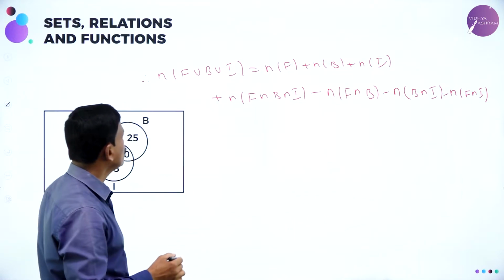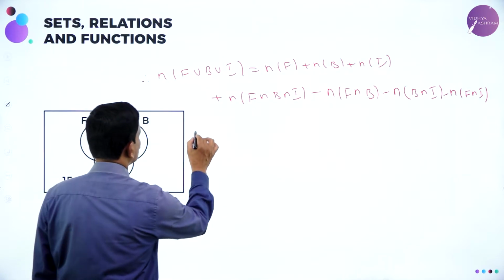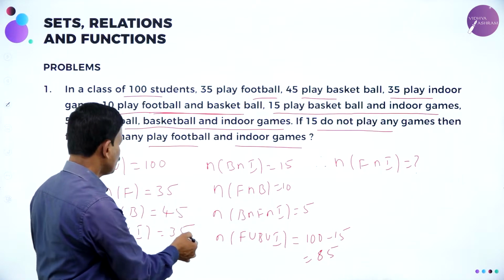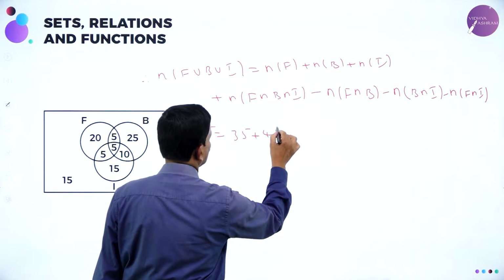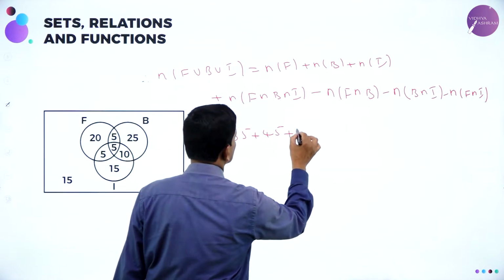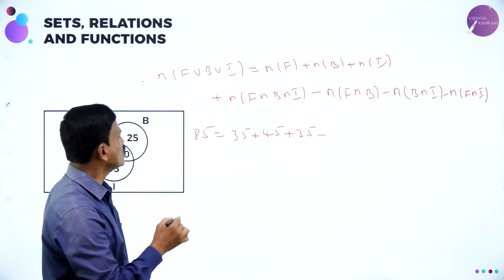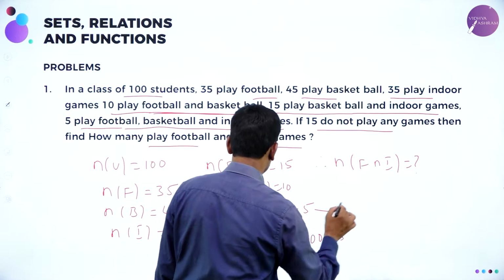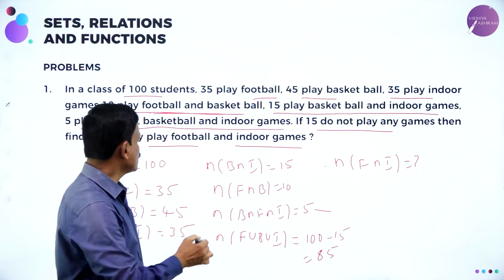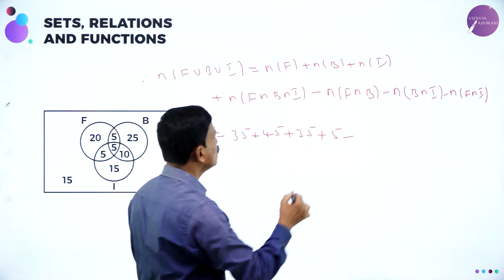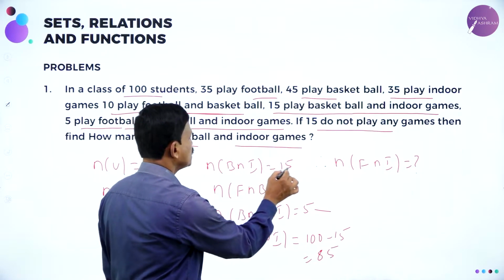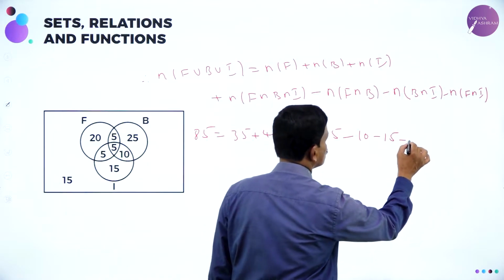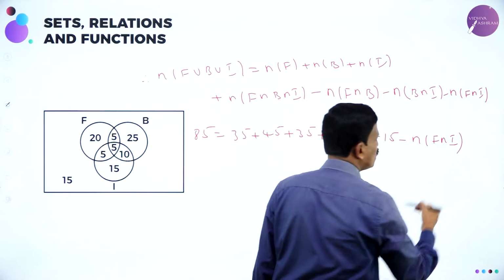Now substitute the values we know. n of F union B union I is 85, so 85 is equal to n of F. The number of students who play football is 35, basketball 45 and indoor games 35, plus n of F intersection B intersection I is 5, minus F intersection B which is 10, minus B intersection I which is 15, minus F intersection I. So F intersection I is to be determined. Simplify this and it will give the answer.